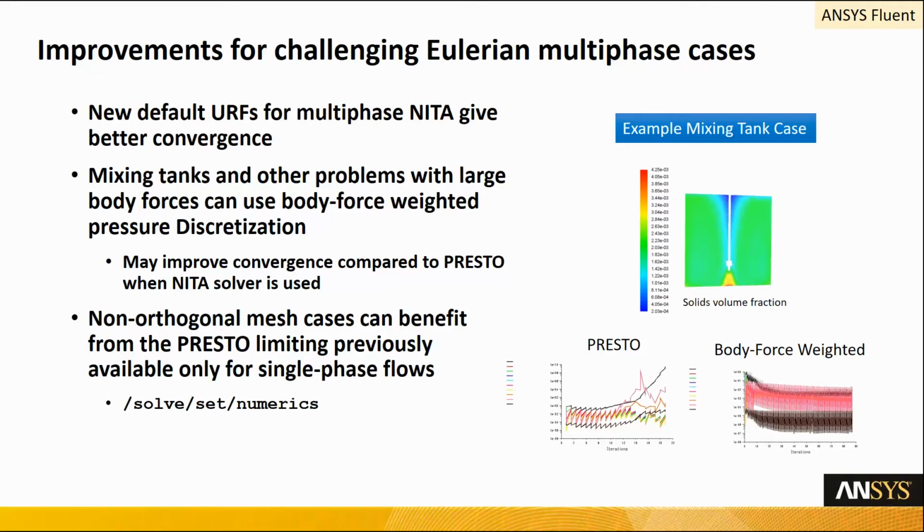That required a lot of tweaking in the past. Now they've come up with a set of under relaxation factors that make this much easier to do. There's improvements to the body force weighted pressure discretization, which means it can be superior now when you're working with NITA to the PRESTO scheme. And you can see here PRESTO was diverging. There's also work to improve PRESTO, particularly when you have a non-orthogonal mesh.